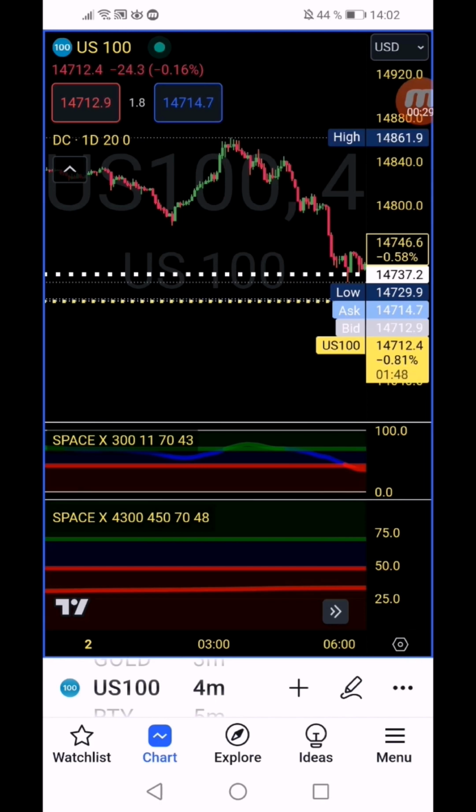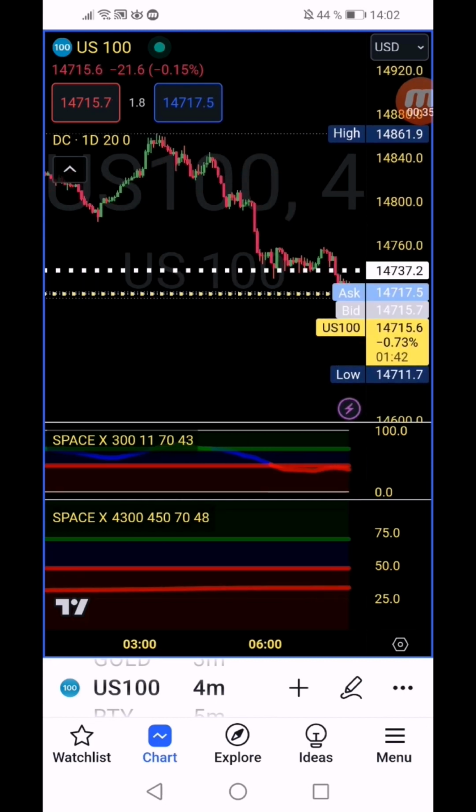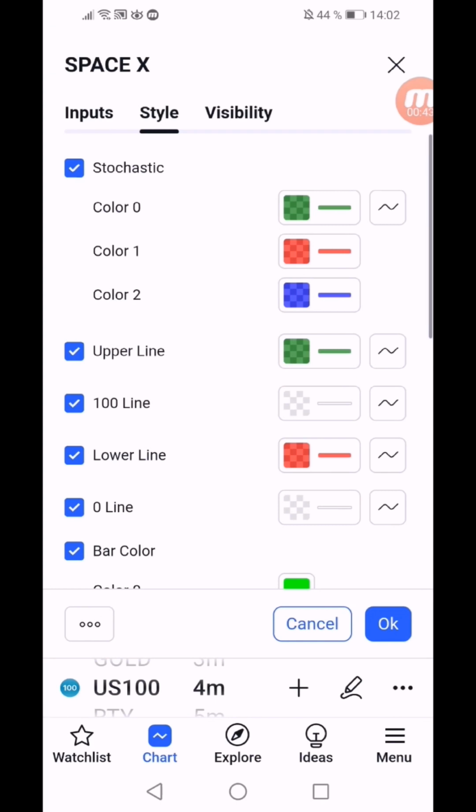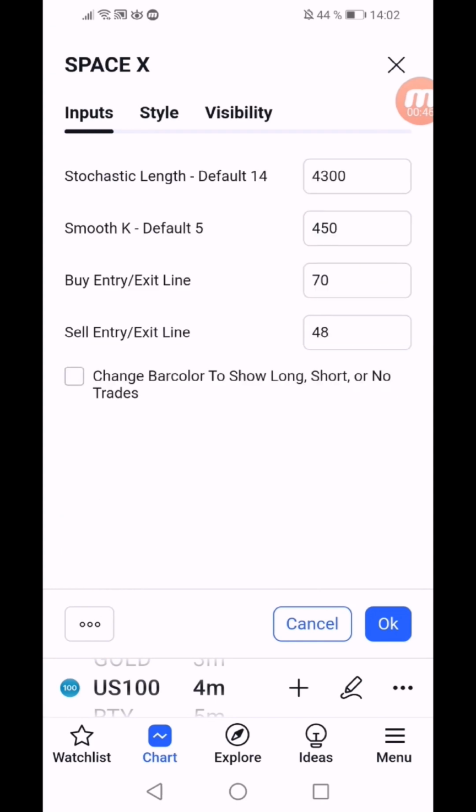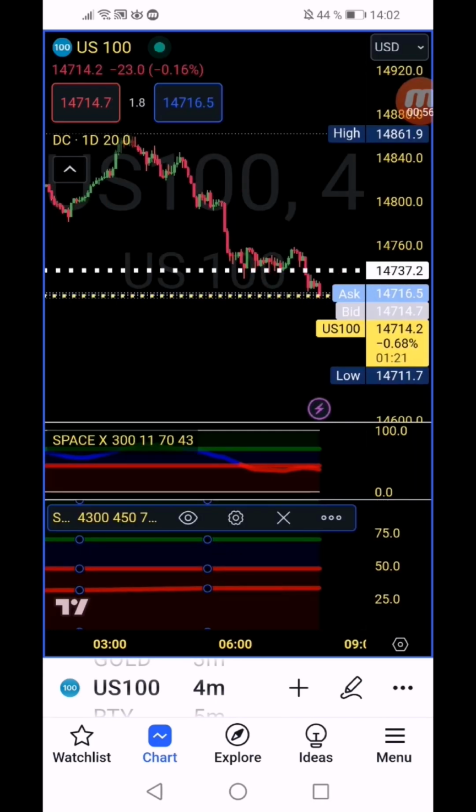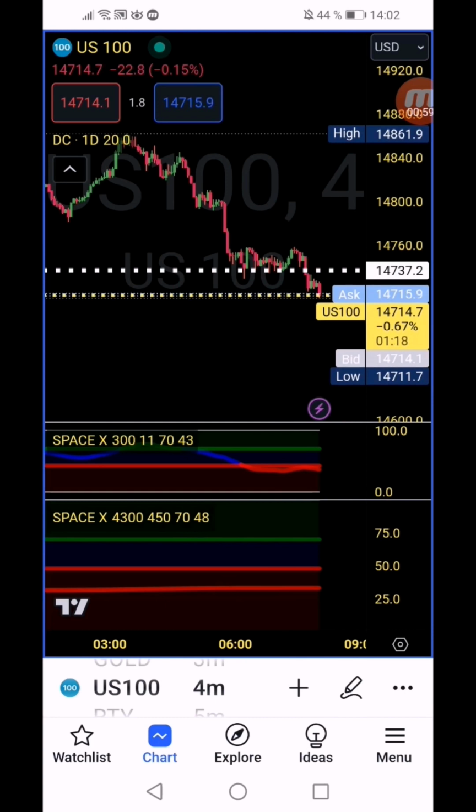And with my new indicator, the SpaceX, you can see here already that the market has been timed very nicely. So you can go to Tradingview and use the indicator SpaceX, and we go to the setups. For the trend, you choose 4,300, 450, 70, and 48. And this is the trend direction, right? If the line is below 48, it turns to red, and it means that we are in a trend down.